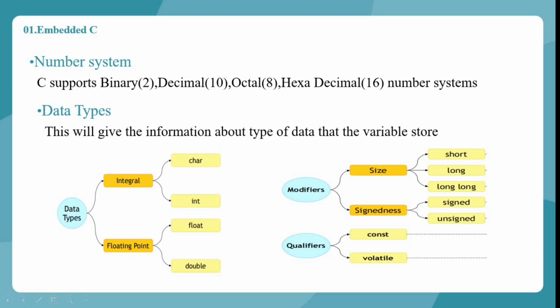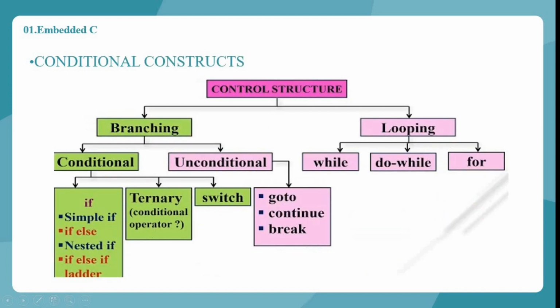These are the modifiers and qualifiers. Qualifiers are constant and volatile, and there are size modifiers and sign modifiers. Conditional constructs. Control structures are divided into two types: branching and looping. Branching is subdivided into conditional and unconditional. In conditional, if, simple if else, nested if else, and else if ladder come, and ternary also comes under conditional, and there are case statements as well.